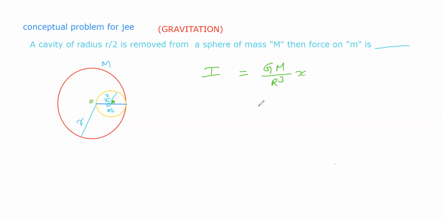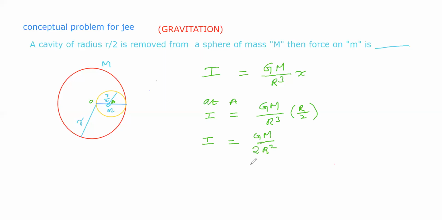Now at point A only we have placed small m. So the field intensity at A is I equal to GM divided by R cube into x, which is R by 2 as given. In the question small r is given, we have taken capital R, no problem. So the gravitational field intensity I is equal to GM by R square, and if we cancel, we get 2R square in the denominator.